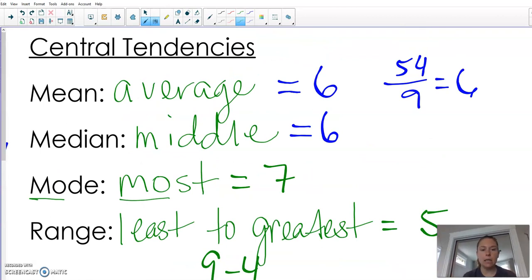All right, so that is just a quick little mini lesson on how to find it. Again, mean is the average. Add them all up, divide by how many you have. Median is the middle. You find that middle number. Mode is the most, and range is the least to greatest.